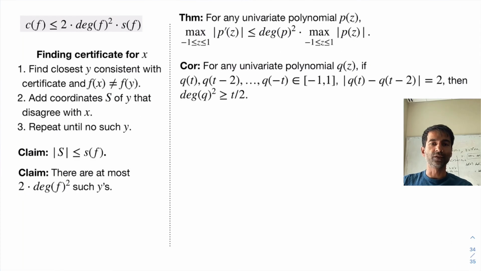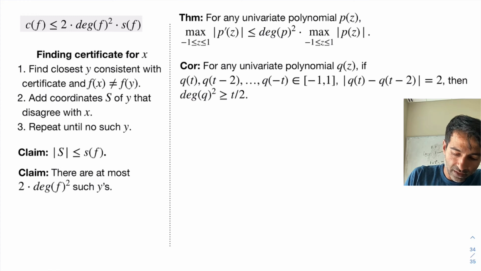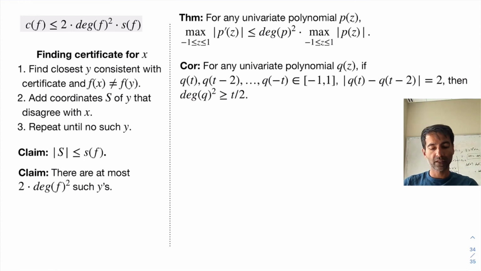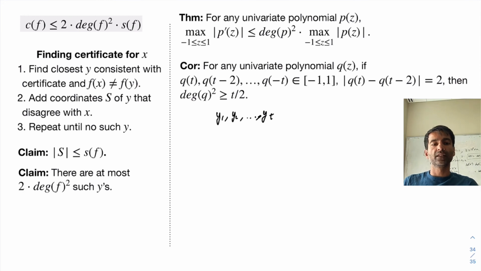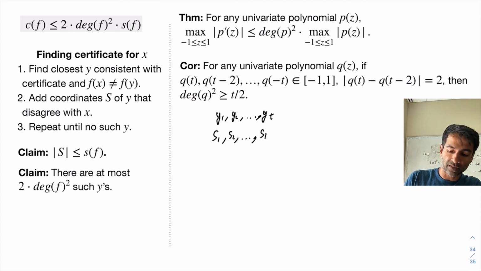So now let's use the corollary to prove the claim that finishes the bound. To do this, let's say that during the execution of this algorithm, it found inputs y1, y2, up to yt, y sub t. And when it found y1, it added the set s1 of coordinates to the certificate, then s2, and so on, s sub t.